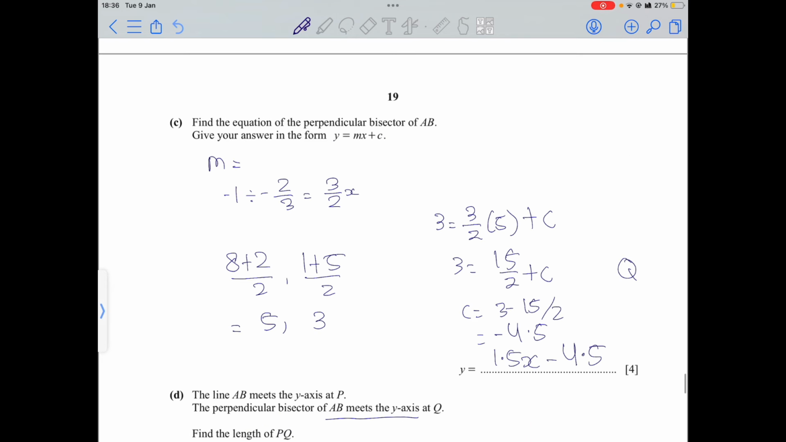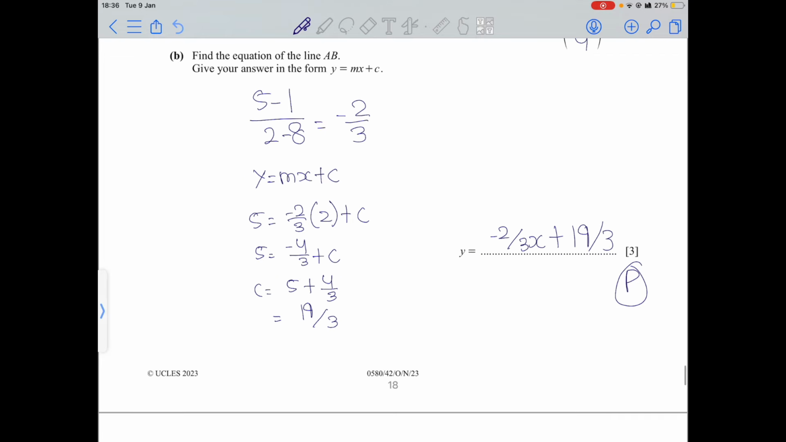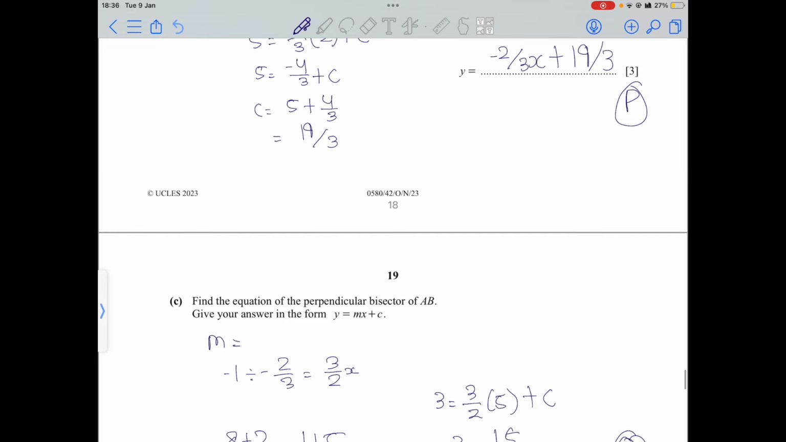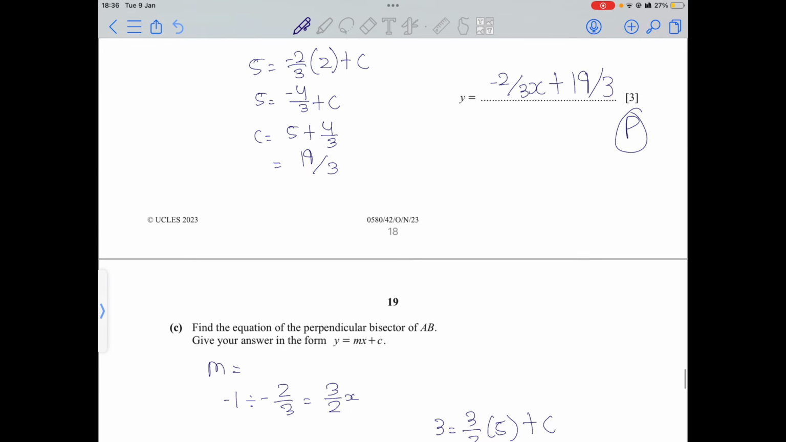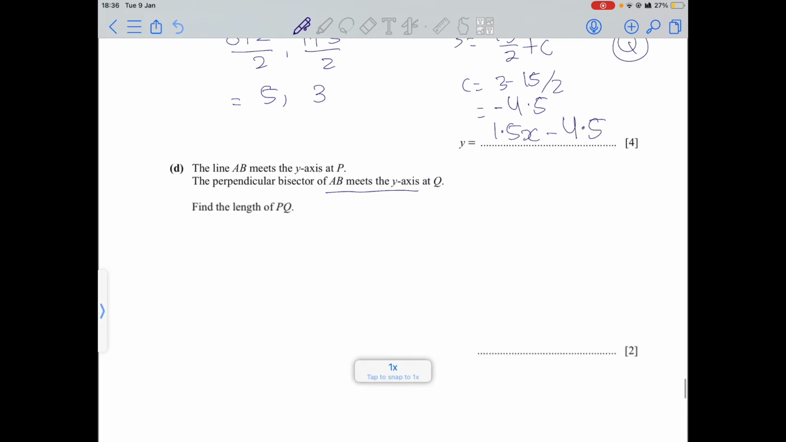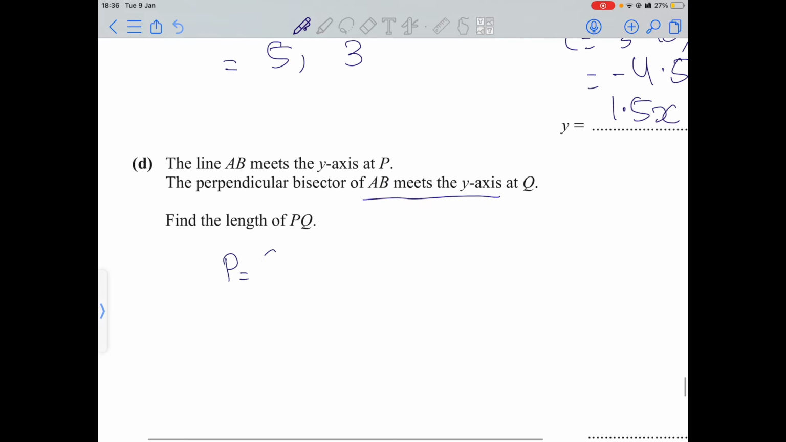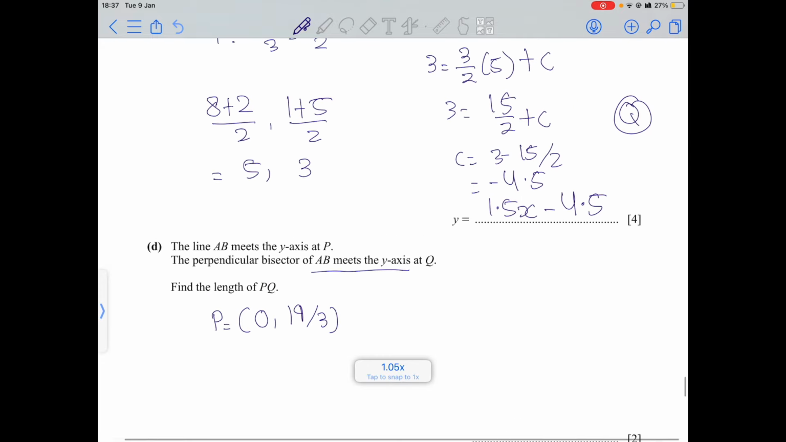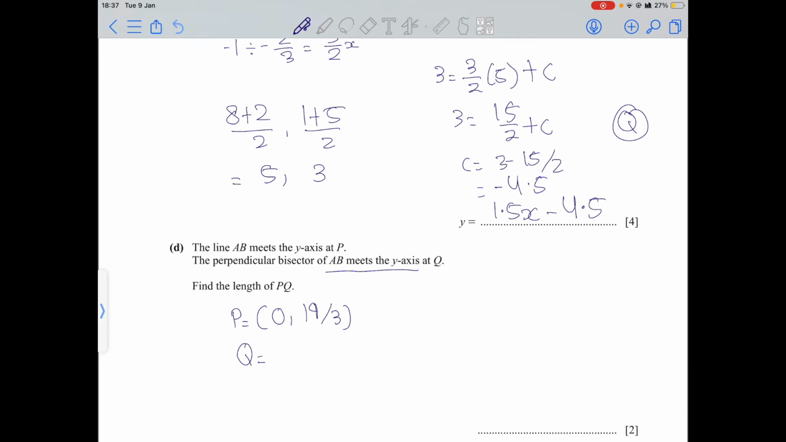So you're supposed to find the points P and Q and what's going to be the length of them. Now if it meets the y-axis, we know that the value of x is 0. And if the value of x is 0, let's say even in this equation, I'm going to zoom in on this equation, if you put x as 0, your negative 2 by 3 multiplied by 0 gives 0. So the only value you have is 19 over 3. So the value of P is 0, comma 19 over 3. Another point is the value of Q, which is again going to be the same. 1.5 into 0 is 0, so it's going to be negative 4.5. So 0 comma negative 4.5.